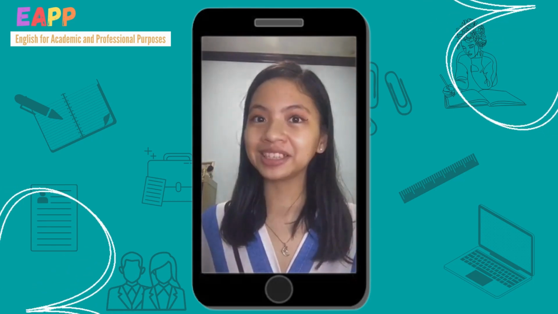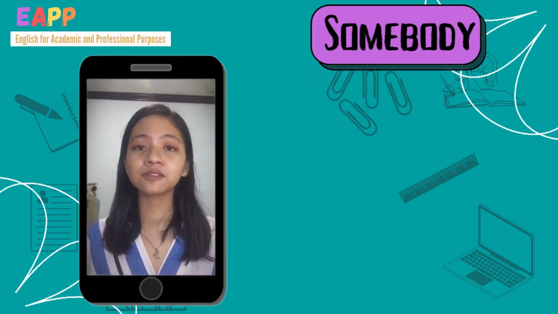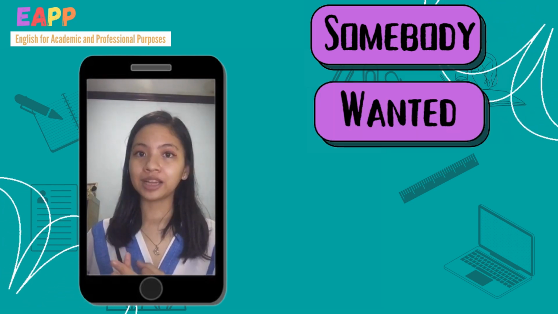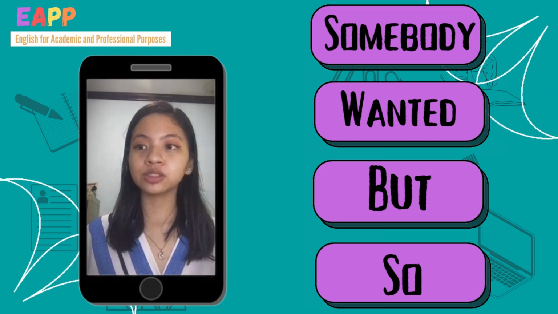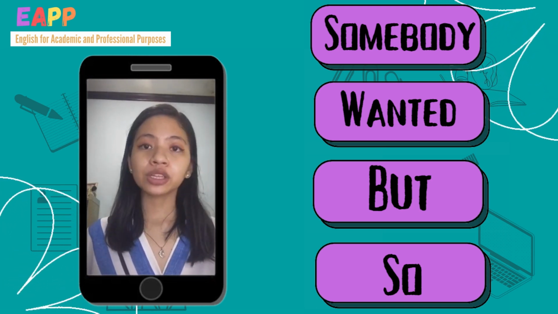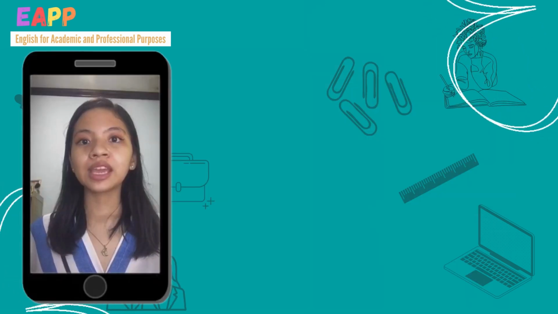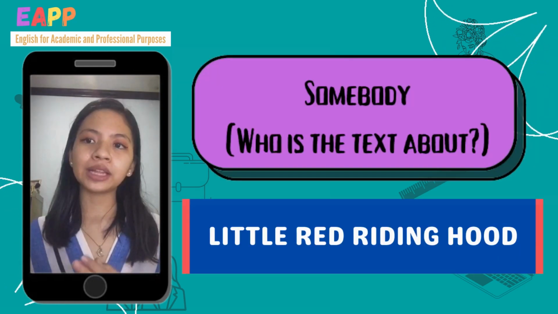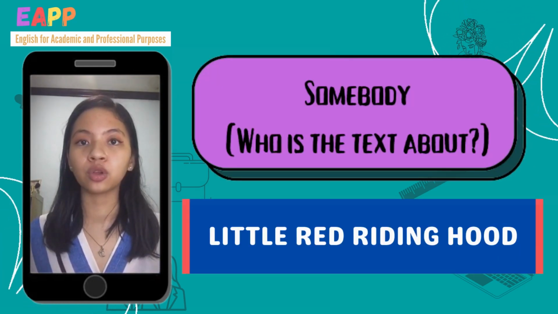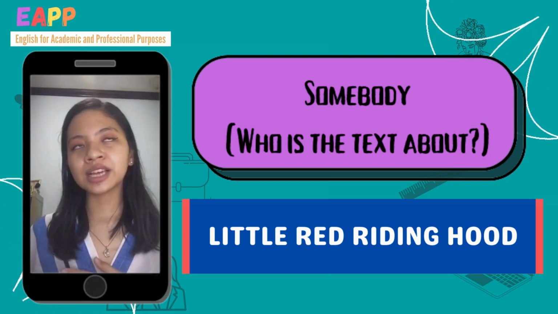To add some ideas to your knowledge, let's talk about more techniques. Let's have Somebody Wanted But So. These phrases are used for a strategy that helps students to generalize, recognize cause and effect relationships, and the main ideas. In this strategy, we will answer some questions. For Somebody, who is the text about or who is the main character? For this example, let's have Little Red Riding Hood.